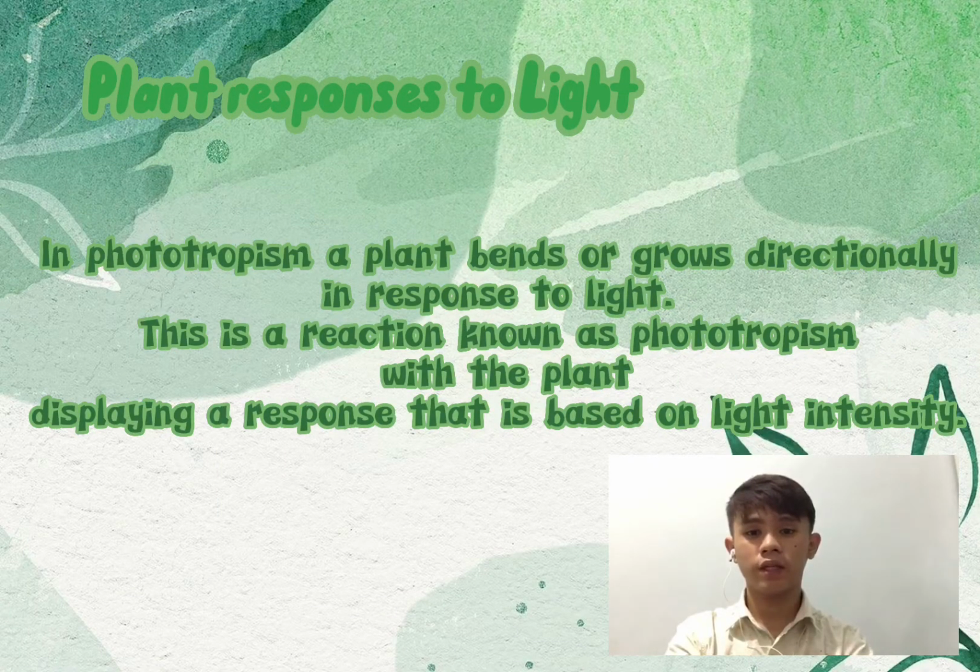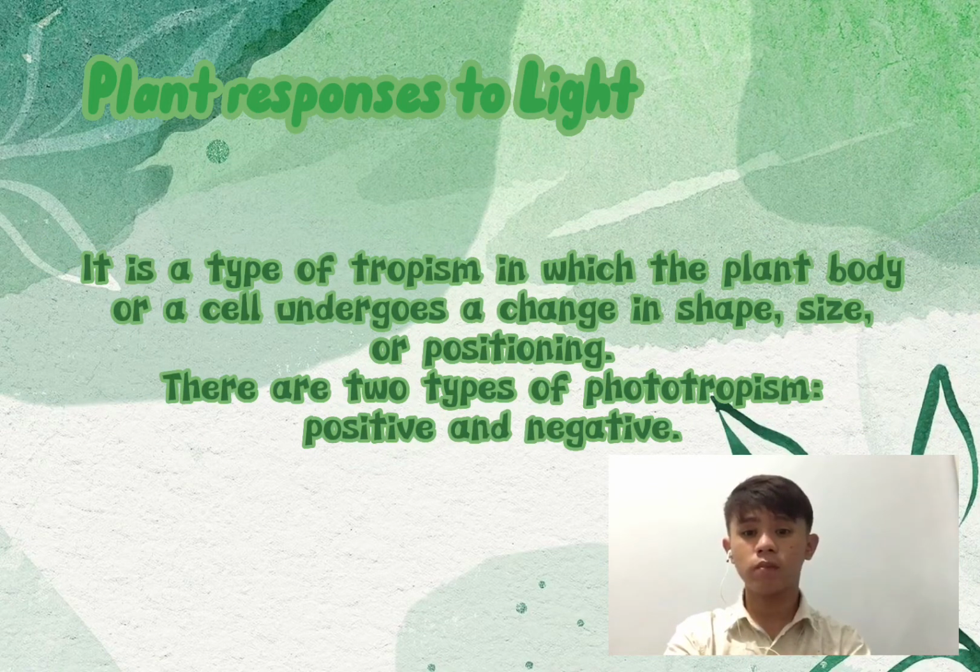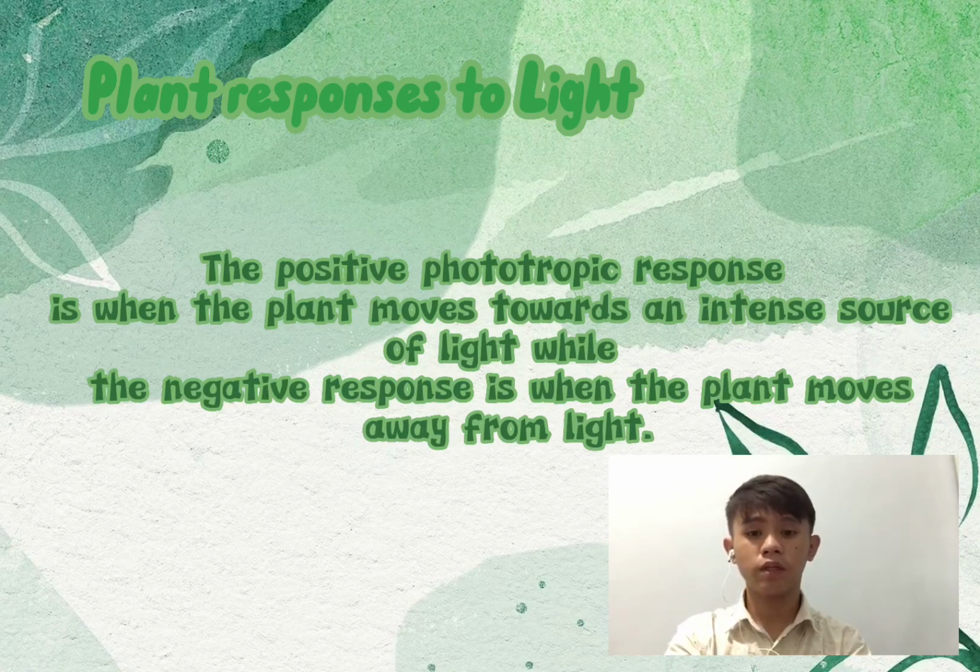Plant responses to light. In phototropism, a plant bends or grows directionally in response to light. This is a reaction known as phototropism, with the plant displaying a response that is based on light intensity. It is a type of tropism in which the plant body or a cell undergoes a change in shape, size, or positioning. There are two types of phototropism, positive and negative. The positive phototropic response is when the plant moves towards an intense source of light, while the negative response is when the plant moves away from the light.